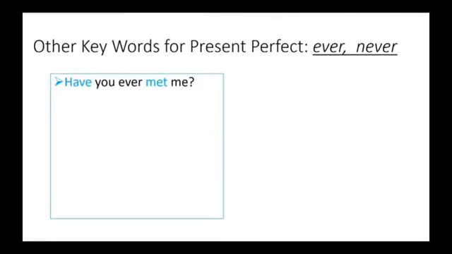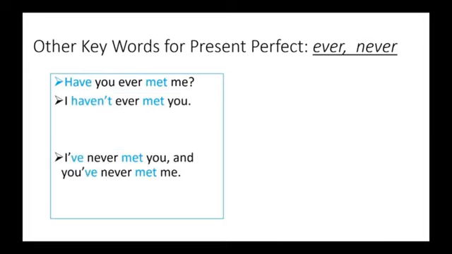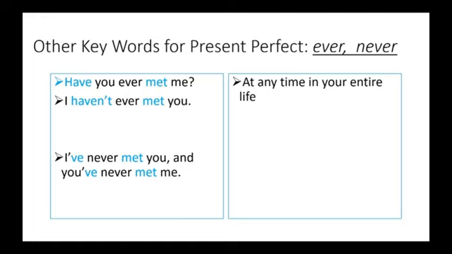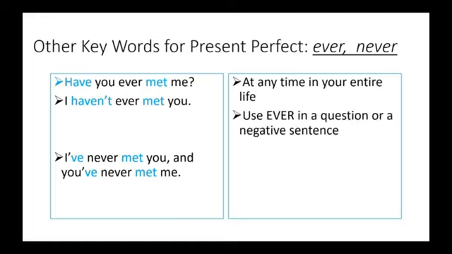Finally, have you ever met me? I haven't ever met you. Or I've never met you and you've never met me. Ever and never are common words for present perfect. Ever means at any time in your entire life. It can be used in a question or a negative sentence.